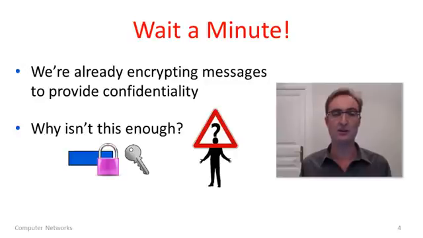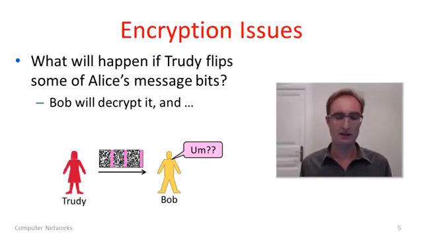Now, here's one interesting thing. You might say, well, wait a minute. We just did all of this unit on using encryption to provide confidentiality, which really hid the message inside the network. Isn't this enough? Haven't we already provided some of these properties? Well, the answer is no. Let's go through a couple of issues so that I can convince you that encryption for confidentiality isn't always enough to provide authenticity and integrity.